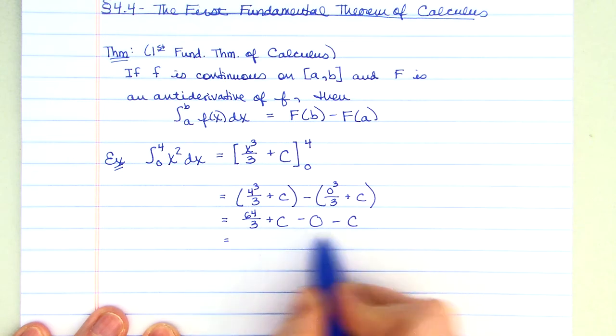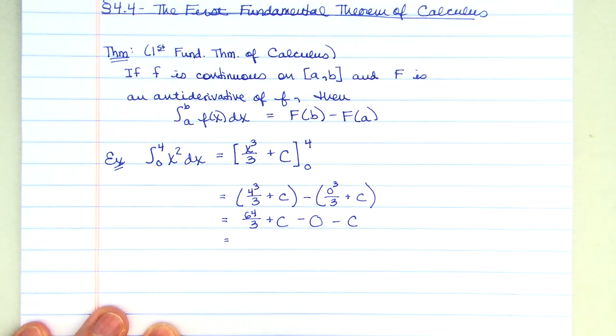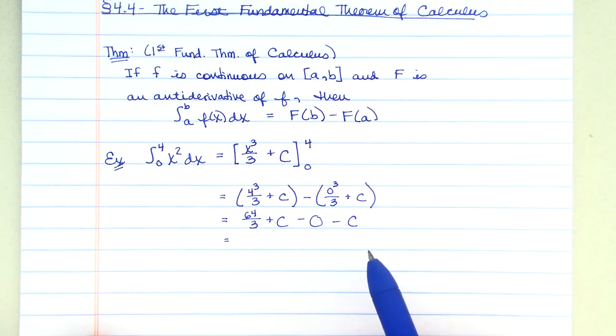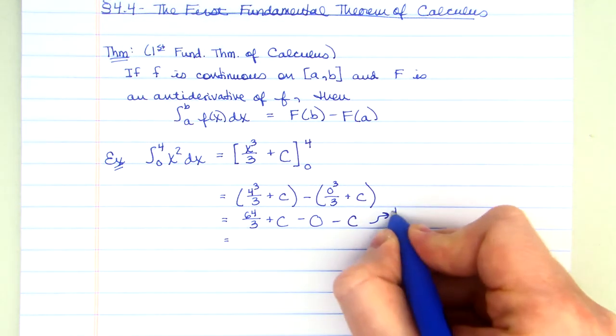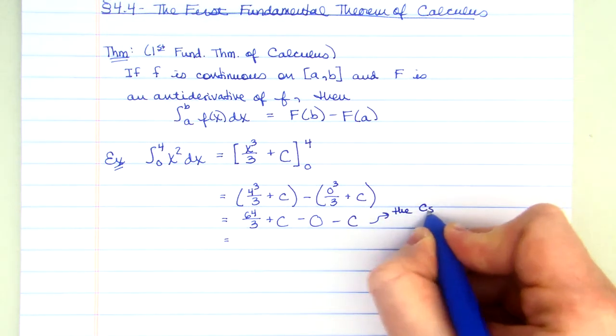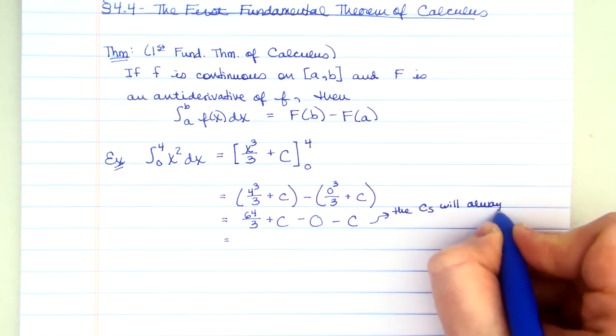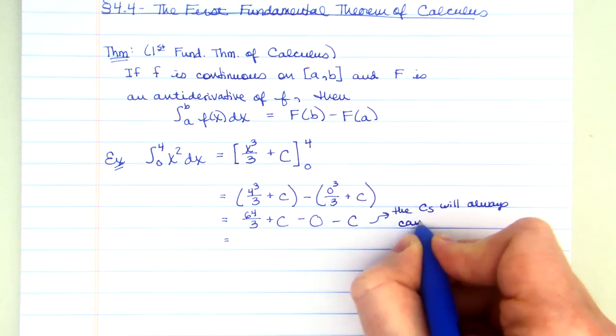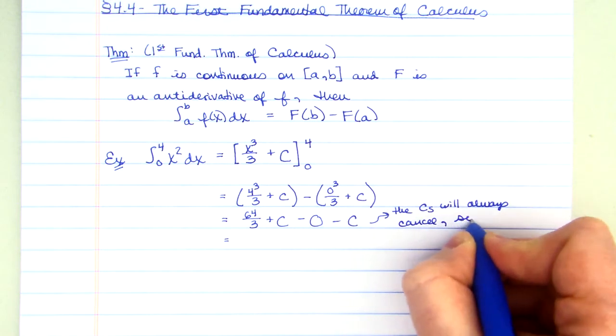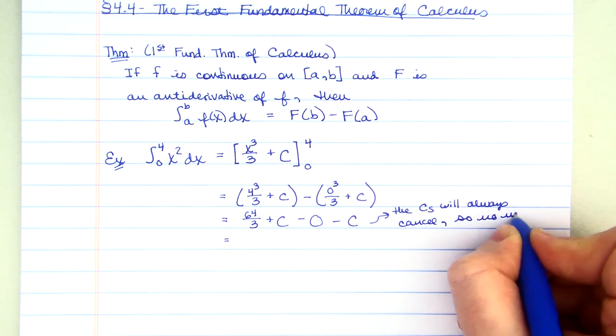The constants cancel. And that's a good thing. We shouldn't have a constant left in our answer. If we want to find the area under a curve, it wouldn't make sense to say that the area is like 2 plus a constant, because then it really could be anything. And in fact, the c's are always going to cancel. So in general, there's going to be no need to include them. Let me write that down. The c's will always cancel. So there is no need to include them.